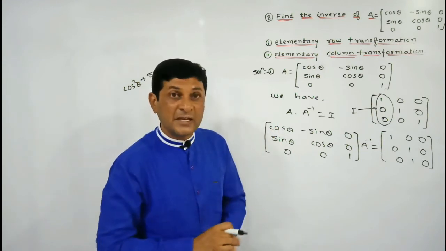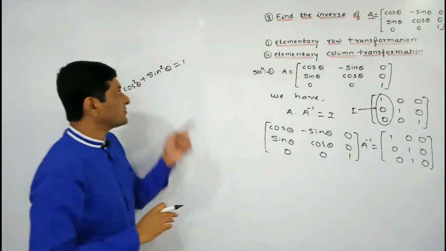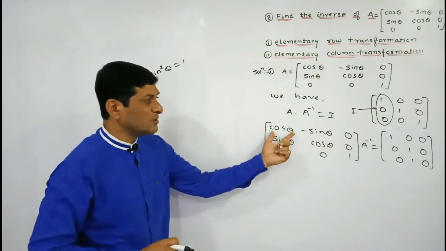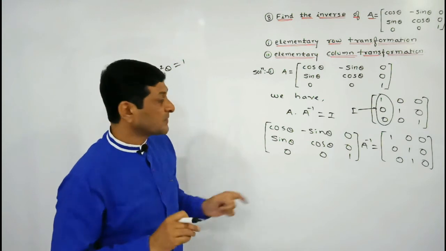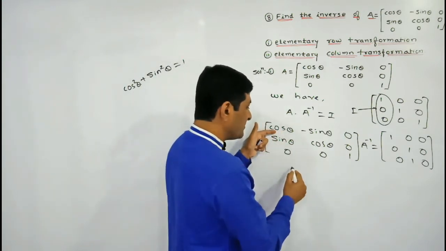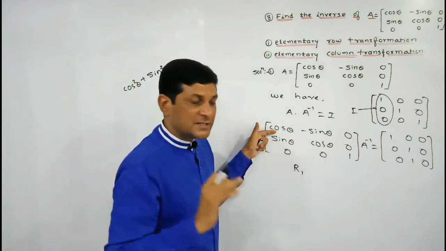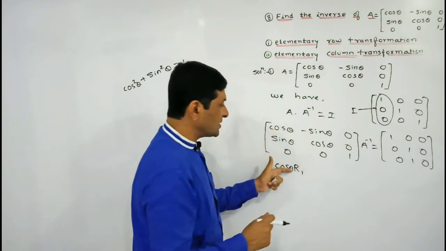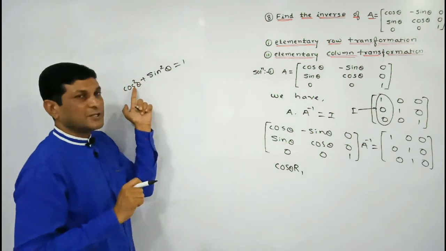And if you observe, the elements are in terms of what? Trigonometric functions. So that's why we are trying to arrange cos square theta plus sin square theta here, so that cos square theta plus sin square theta can be replaced by 1. So here we will require cos square. If we require cos square, we have to multiply R1 by cos, as cos is there in R1. If we multiply R1 by cos, what will we get? Cos theta into cos theta will become cos square theta.